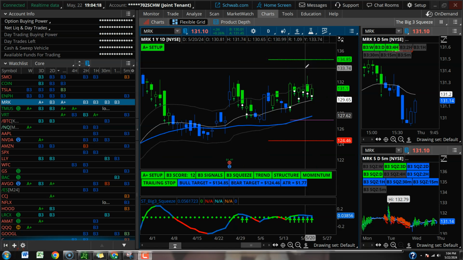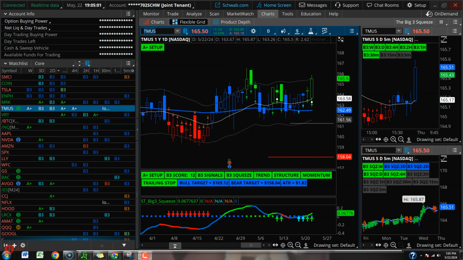It's a very simple approach. Find an A plus setup, fight for a good entry, nice and close to your 21 EMA. If they break that 21, you cut the trade, you move on to greener pastures. If they keep it above that 21, you wait for your squeeze to fire, you aim to take your profit somewhere near your upside target. You don't have to hit the target exactly. If the target is 134.85, if I can catch a push to 134, that'll be good enough for government work. So we're long MRK, and we're also long T-Mobile.